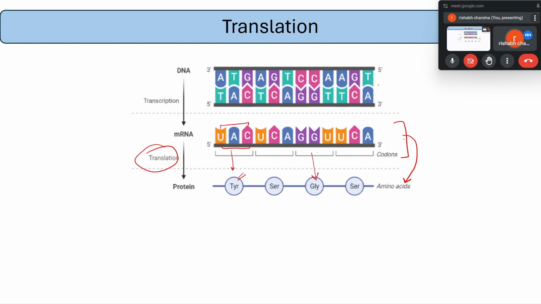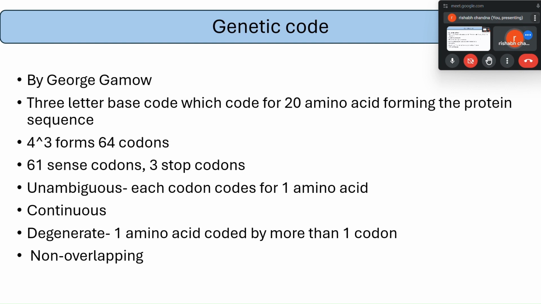Okay. So moving on, we have the genetic code that was framed by George Gamow, but many other scientists had a role in deducing it. It is a three-letter base code, which codes for 20 amino acids forming the protein sequence. So we have 64 codons, and how was this codon number deduced? We have four bases, and we have 20 proteinogenic amino acids.